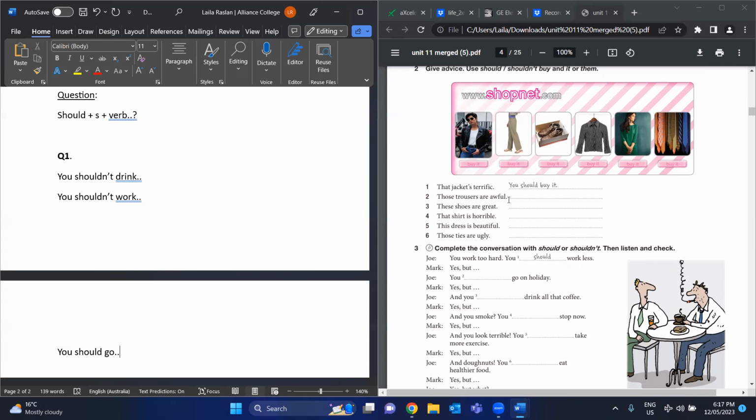Even though it's one pair, we just say they're shoes, because it's plural. So you should buy them, even though you're looking at one shoe, because it's plural. So remember, it is only for singular, them for plural. Yeah, exactly. You should buy them.